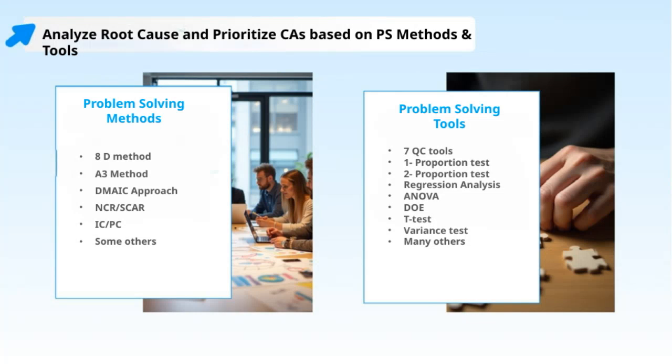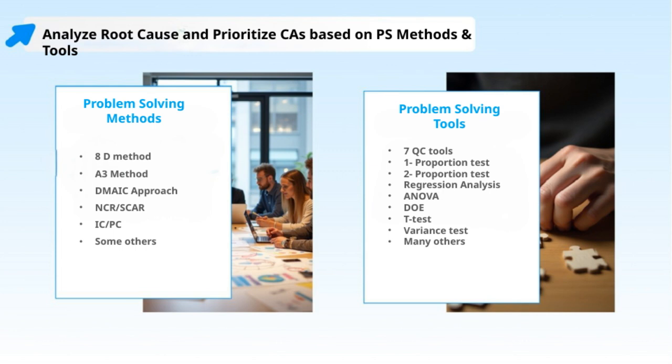Let's take a closer look at some of the key QC tools. First, we have various statistical tests like the proportion test, which helps us compare proportions between groups, and regression analysis, which allows us to understand relationships between variables. ANOVA, or analysis of variance, is used to compare means across multiple groups, while DOE, or design of experiments, helps us plan and conduct experiments efficiently. The t-test is great for comparing two means, and the variance test assesses the consistency of data. There are many other tools in this category as well, all aimed at analyzing data and improving quality.